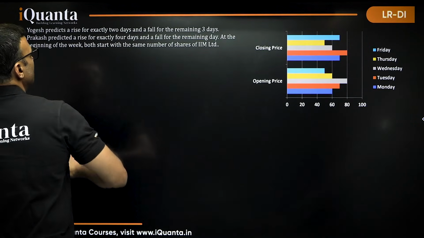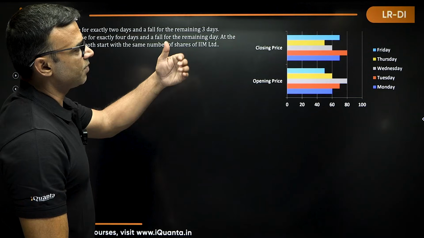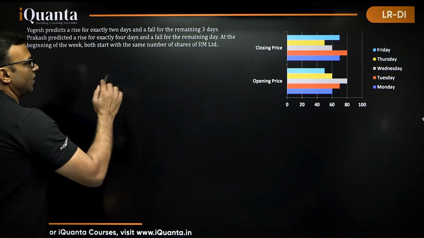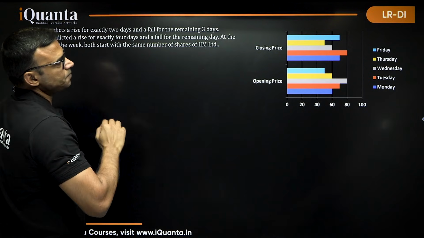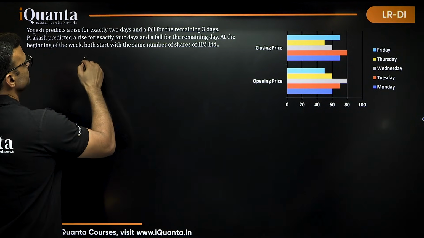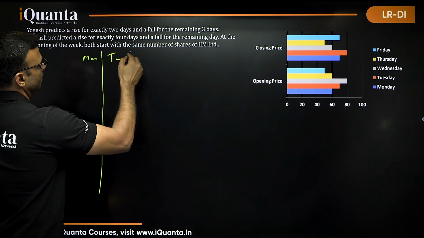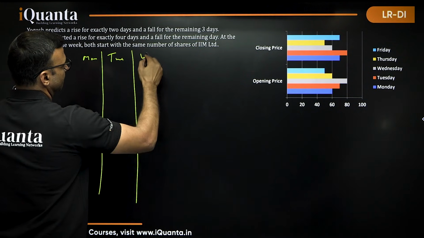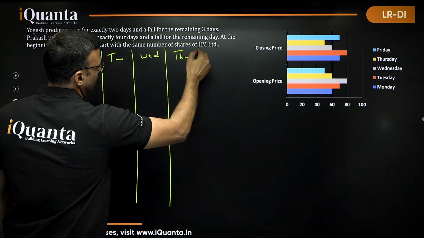Okay, before we go ahead, the first thing that we need to do is a comparison of whether the profit will happen or the loss will happen. How do we decide that? I'll put it like this. Let's say it is Monday, Tuesday, Wednesday, Thursday, and Friday.